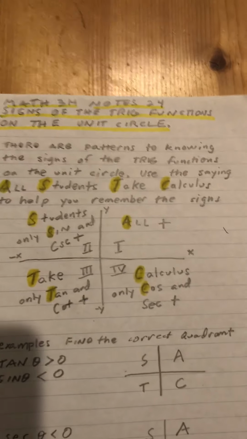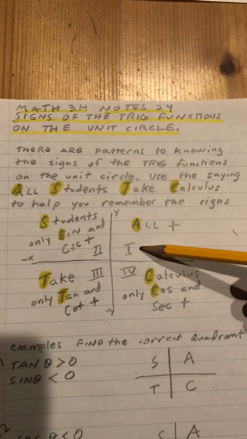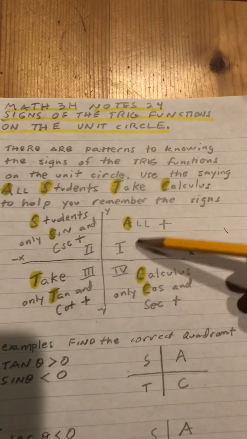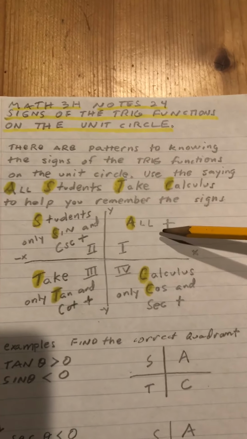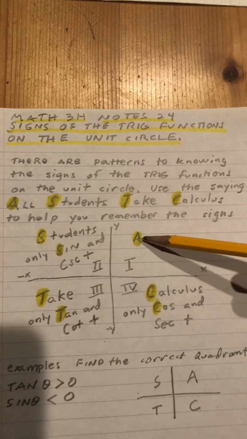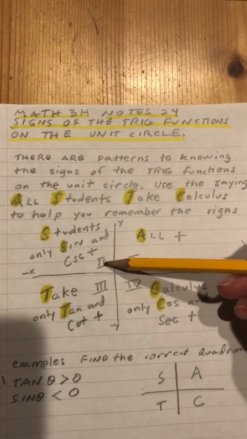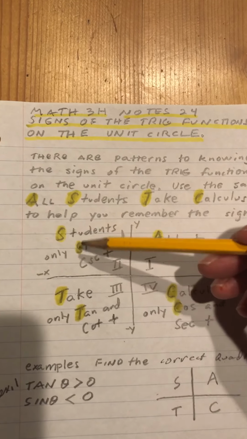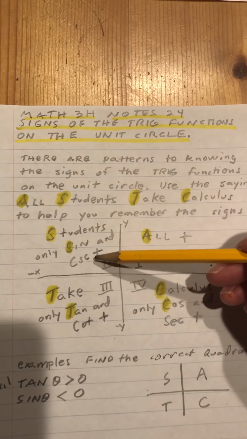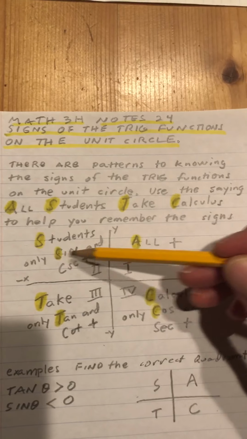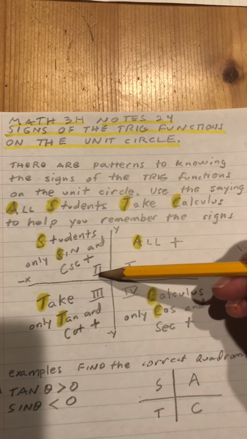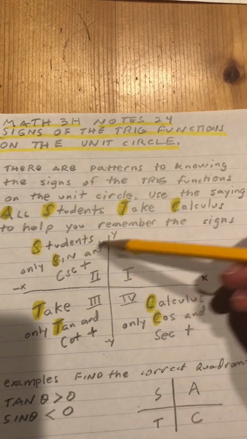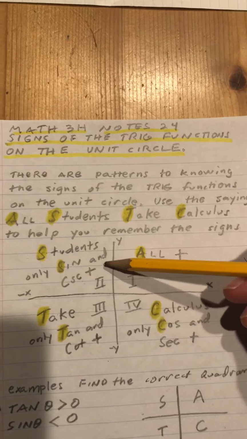Well, here's what it means. It means in the first quadrant, all the trig functions are positive. That makes sense because the x and the y are both positive, and the trig functions are made up of x and y values. In the second quadrant, that stands for students, where we get s for sine and its reciprocal partner, cosecant. They're the only positive ones in the second quadrant, okay? That's because they use the y coordinate and the y is positive.